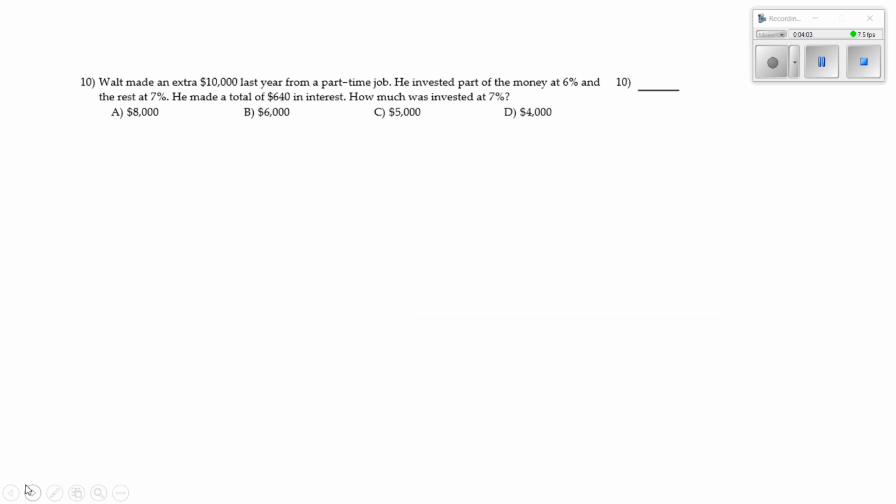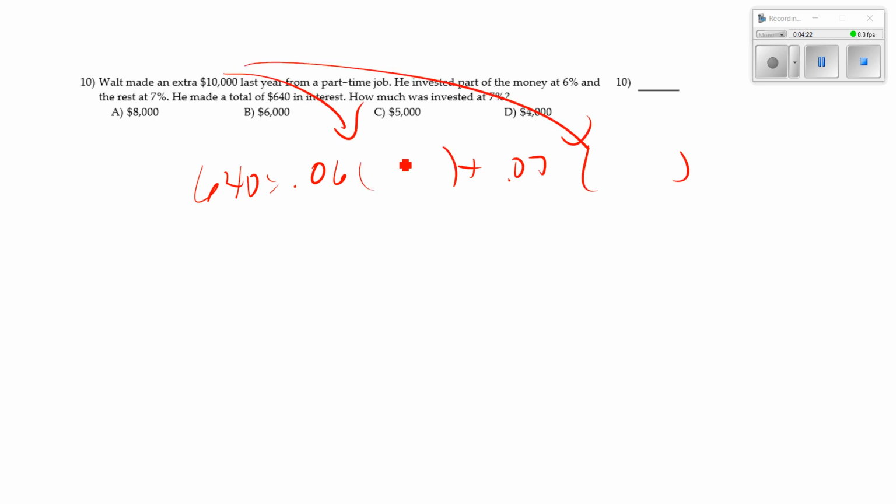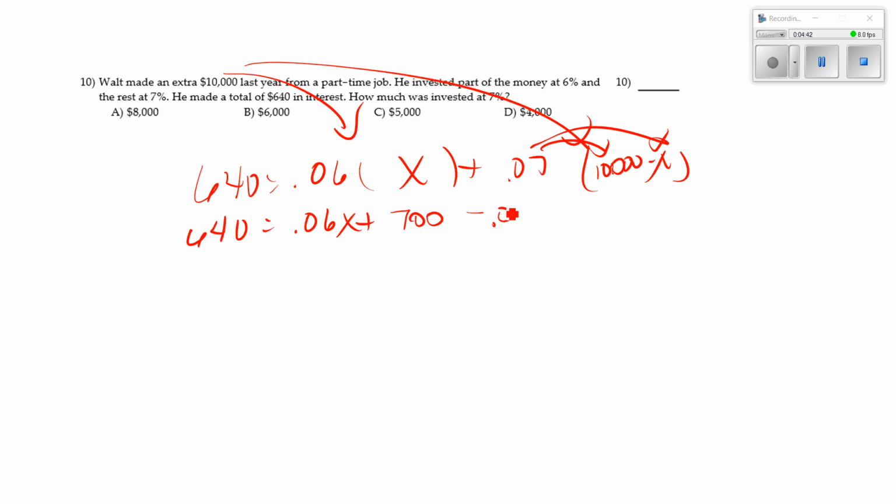All right. Next, Walt made an extra $10,000 last year from a part-time job. He invested part of the money at 6%, the rest at 7%. He made a total of $640 in interest. So $640, part at 6% and part at 7%, and he had $10,000 to go here and here. All right. So I'm going to put x in one and 10,000 minus x in the other, just like the last problem. So 640 equals 0.06x plus 0.07 times 10,000 would be 700 minus 0.07x.